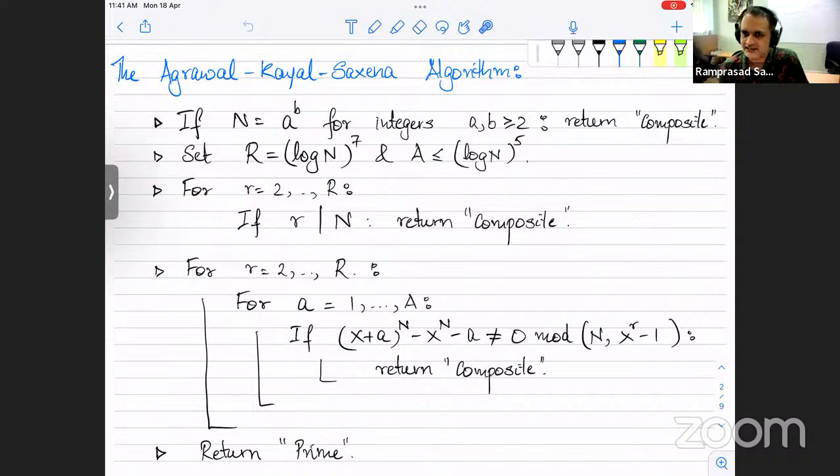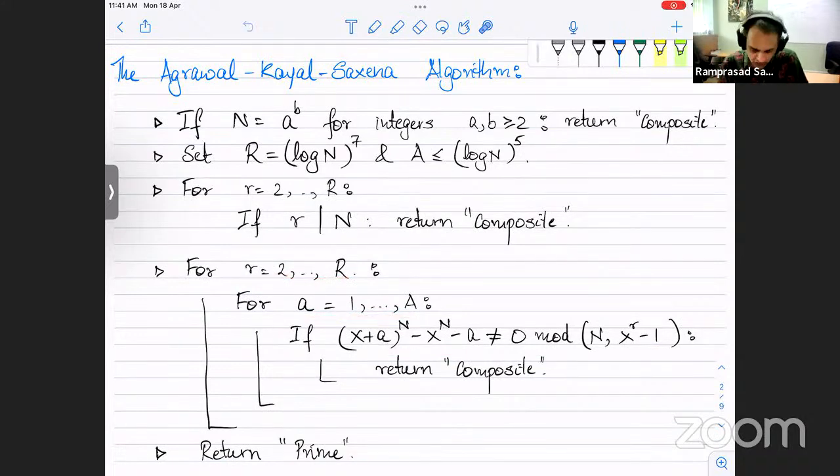Again, these are easy tests. Otherwise, you do this Agrawal-Biswas sort of test, where instead of (x plus 1) to the n, you are now looking at (x plus a) to the n. Nothing really changes. But you go modulo x power r minus 1. And you're going to run this test for various choices of r and various choices of a.